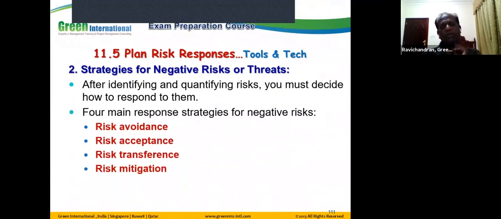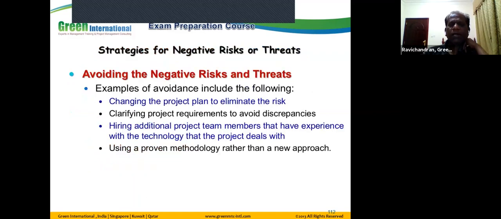Strategies for negative risk. Here, there are 4 strategies available with us: risk avoidance, risk acceptance, risk transference, risk mitigation. These are the 4 strategies we could utilize in coming up with a plan of action for managing the negative risk. Avoiding the risk. What do you mean avoiding the risk?